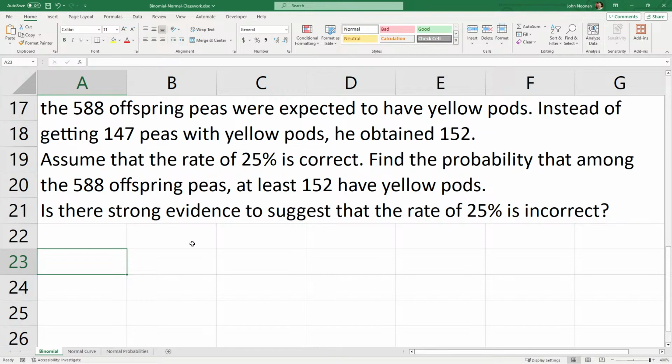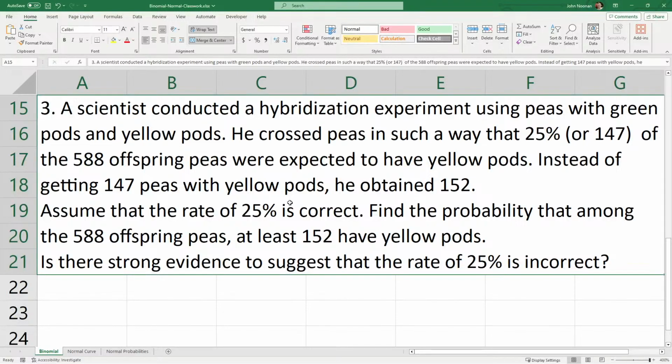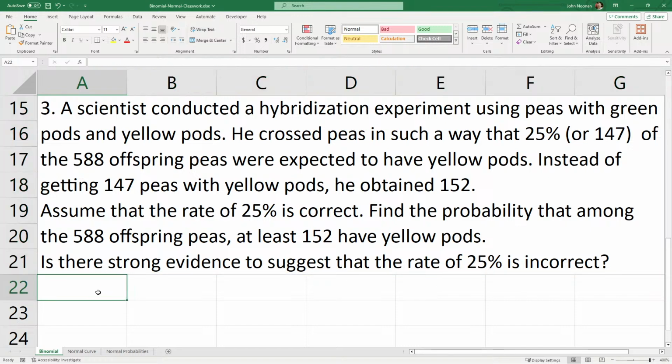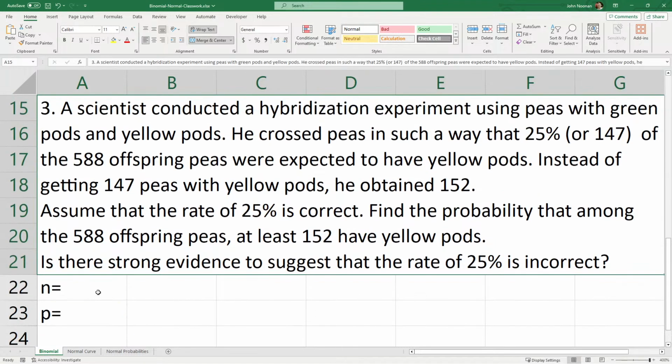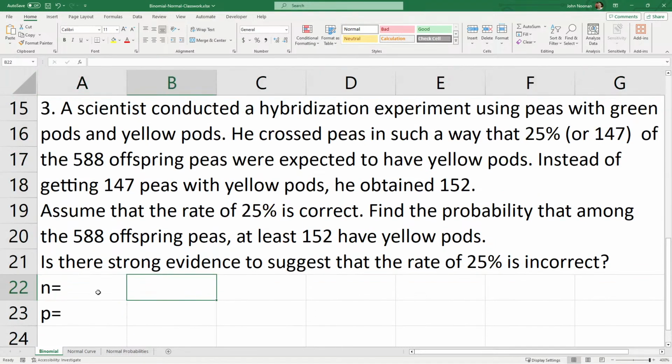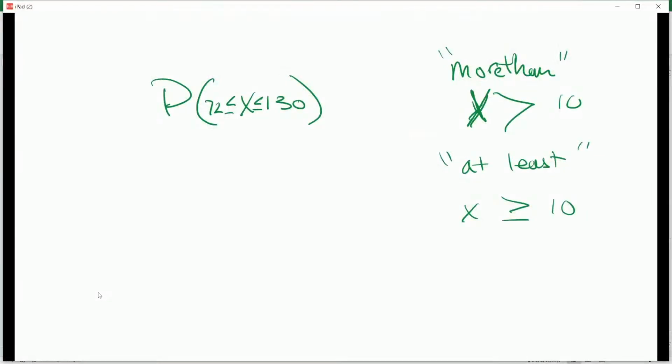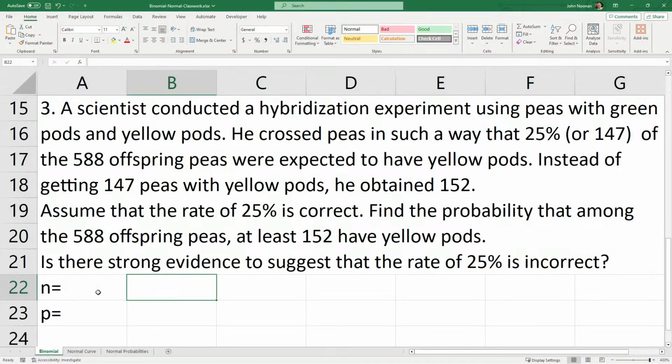See if you can do this one on your own. You have a scientist producing these pea pods. We're doing an experiment. And so I need to know, first of all, what is N and what is P, and then we'll do the calculation. We'll get those 2 first. To do the calculation, I'm going to need to be able to write my statement in a probability statement like one of these. So take a minute and work through that or figure out what N and P are. I will find a random person to tell me what N is and what P is.